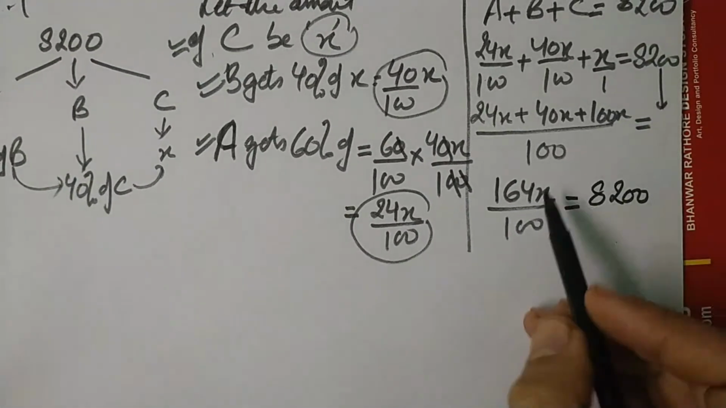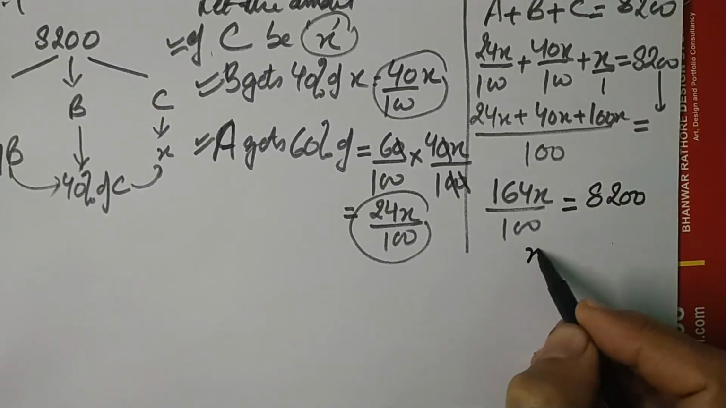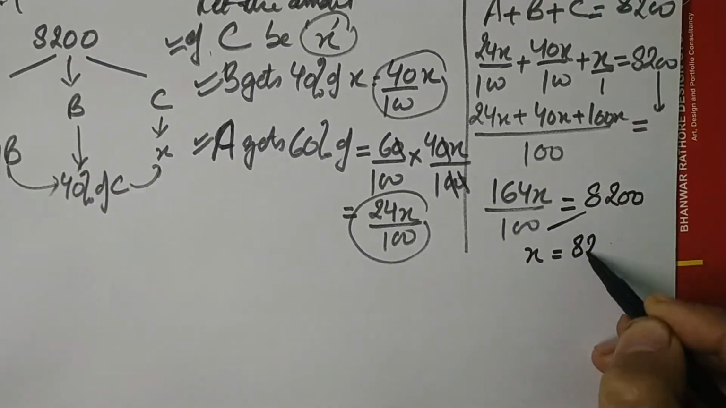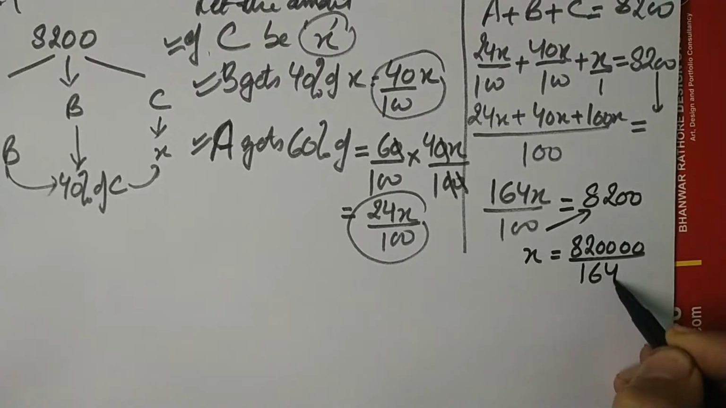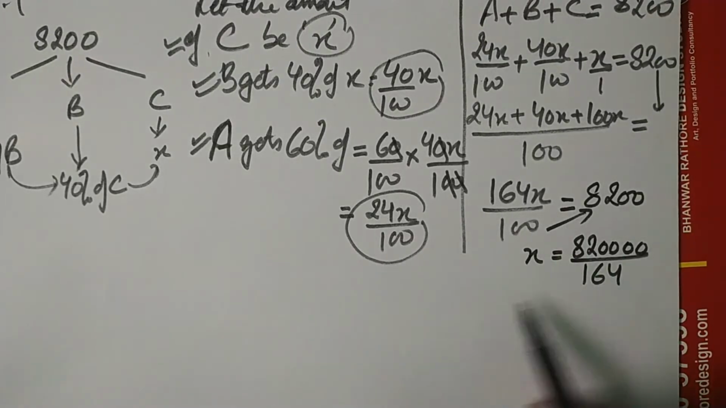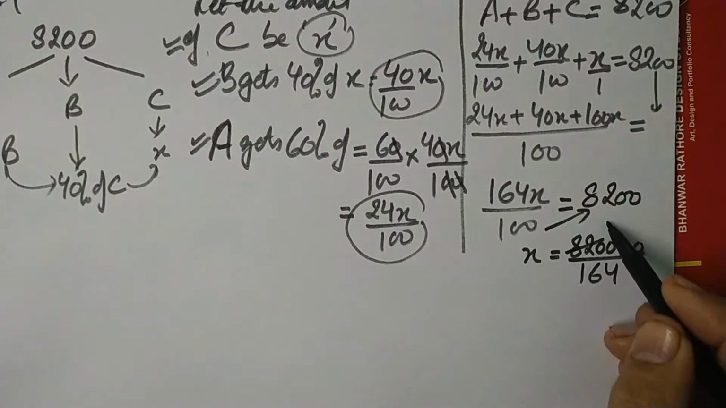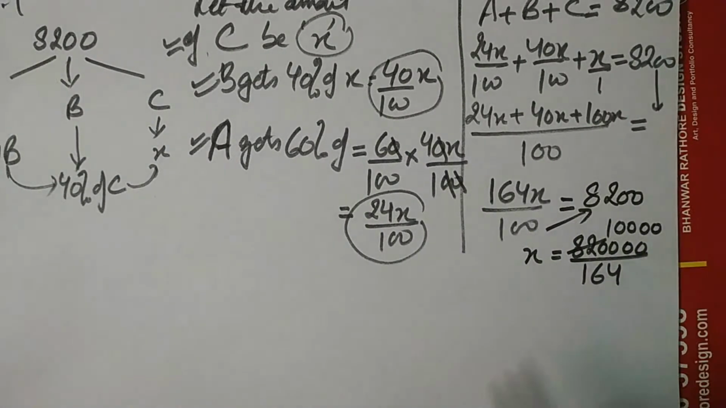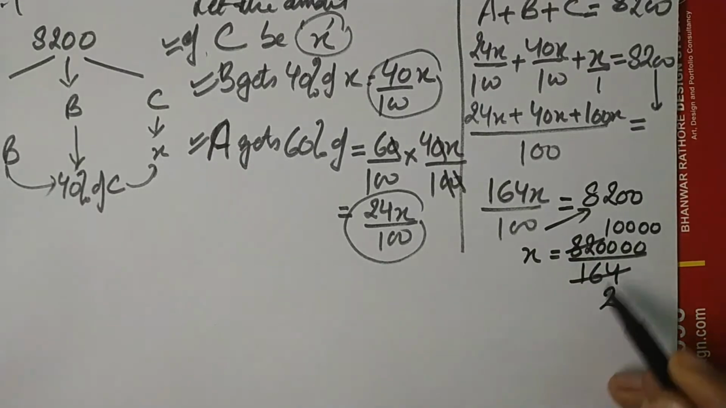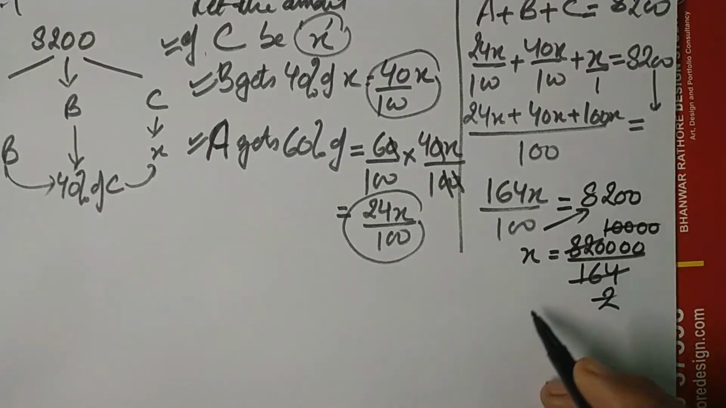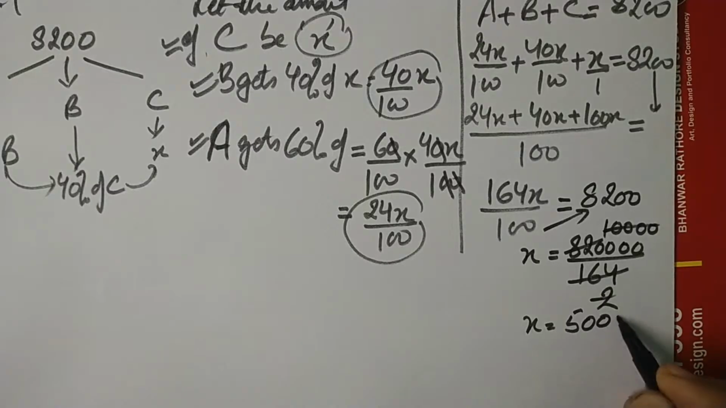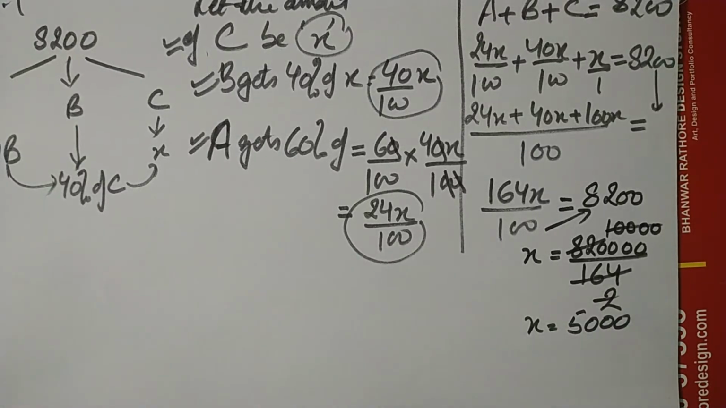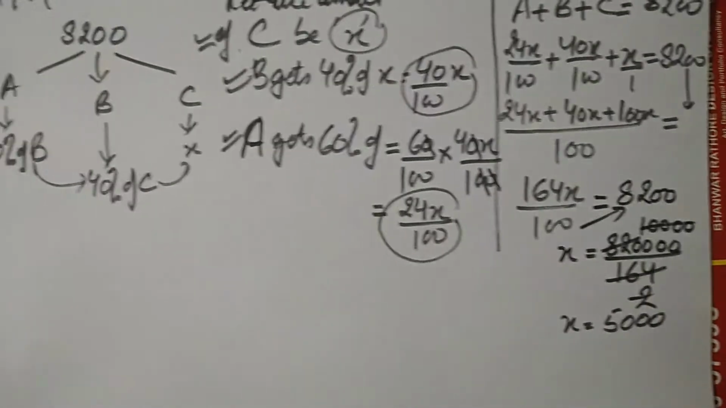Now you have to find the value of x. It will become x is equal to, cross multiply, 8200, two zeros will come here, divided by 164. Now we will divide 82 by 164. The answer is x is equal to 5000. So we have got one answer, the value of x is 5000.